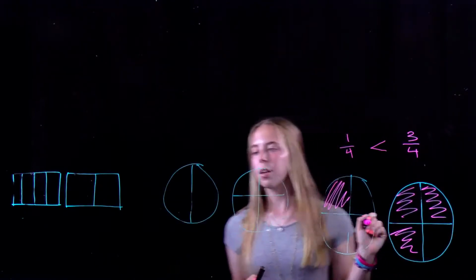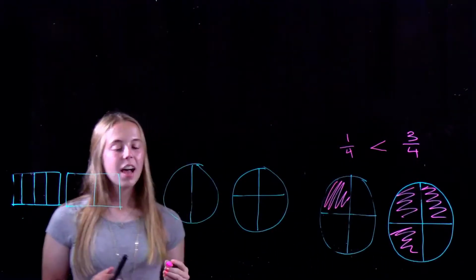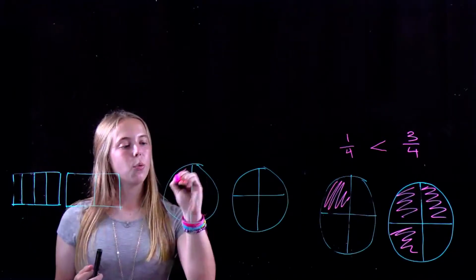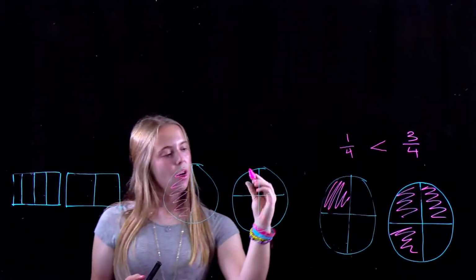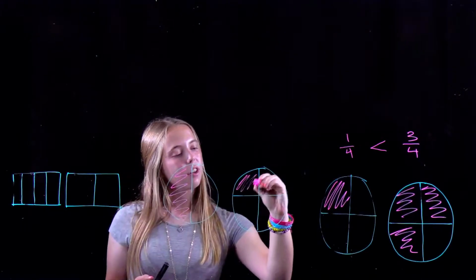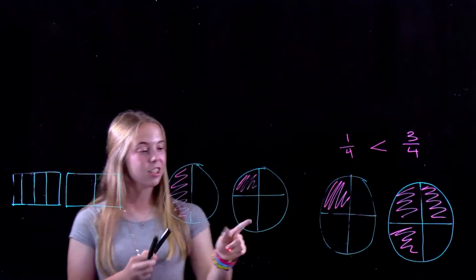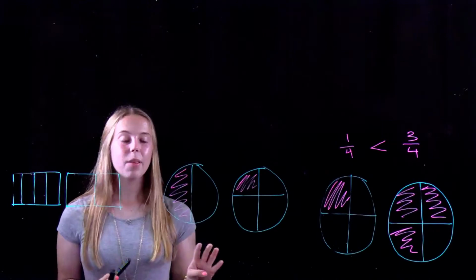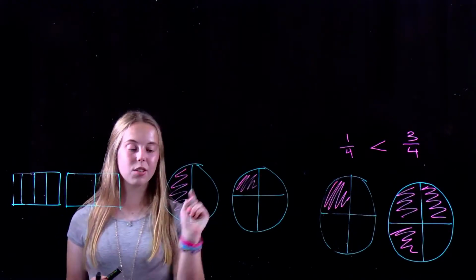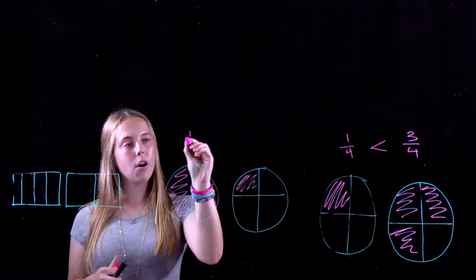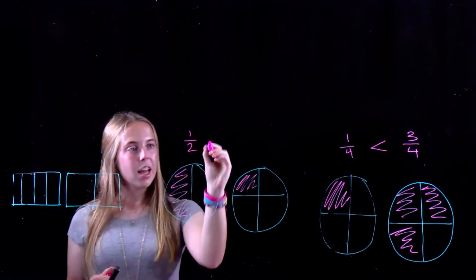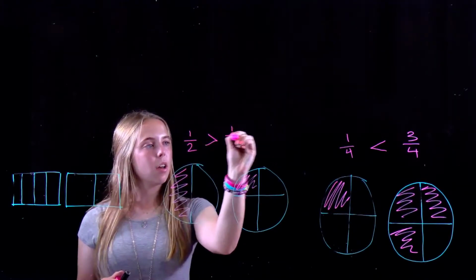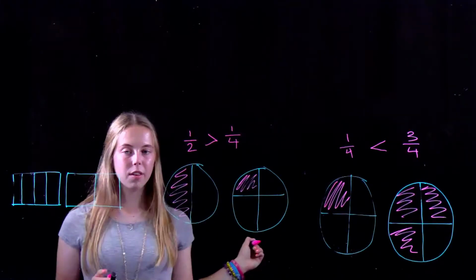Okay, we're going to go on to a little bit trickier example. Let's say that my friend eats 1/2 of a cookie and I eat 1/4 of a cookie. Since this cookie is cut into 4 pieces, the pieces are smaller than this cookie that's only cut into 2. So, I know that one of the 2 pieces, 1/2, is greater than one of the 4 pieces, 1/4.